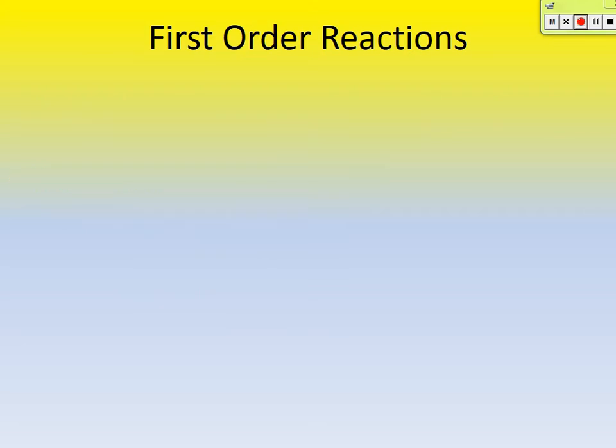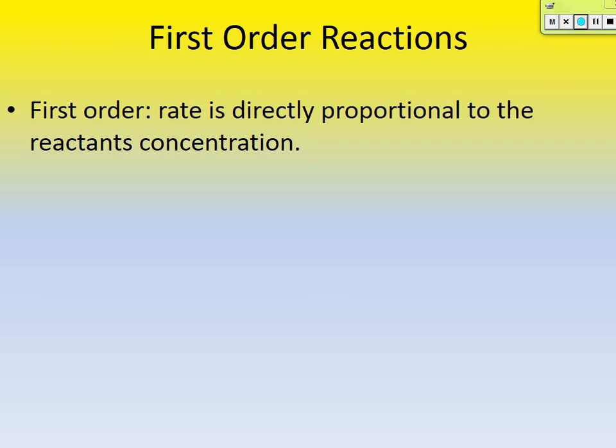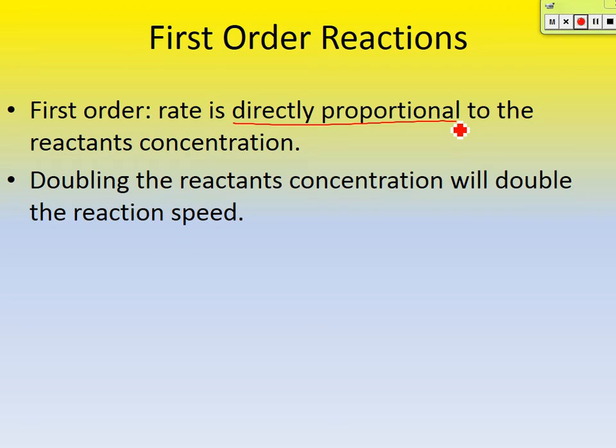Okay, let's look at first order reactions. Here's the definition. A first order reaction is one where the rate is directly proportional to the reactant's concentration. What does that mean, directly proportional? Well, here's what that means. If I was to double the concentration, how will that affect the rate? Well, if it's directly proportional, it's also going to double the reaction speed or the reaction rate.